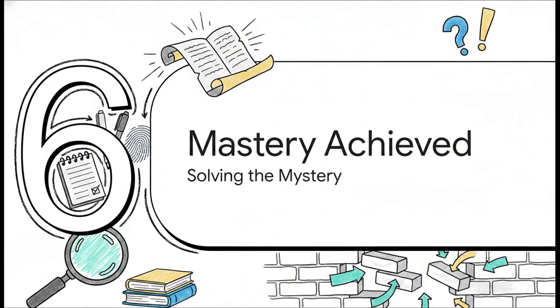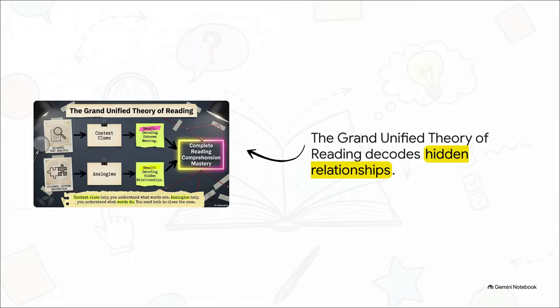All right, Section 6, case closed, mastery achieved. It's time to solve the comprehension mystery once and for all. We've gathered our tools, we've interrogated the text, and now you have the mindset of an active investigator. You are ready to tackle the most intimidating walls of informational text.